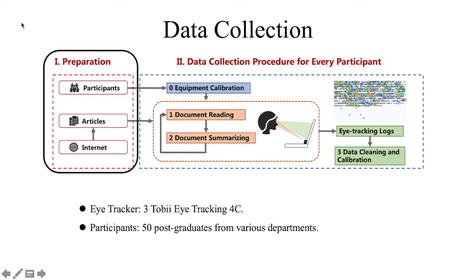We manually collected 100 articles from public news websites. None of the selected articles can directly be summarized by the first sentence of the article. More details about the participants and the articles can be found in our dataset. We also designed our website to display the articles, and the eye tracker can record users' gaze behaviors when he or she is reading.